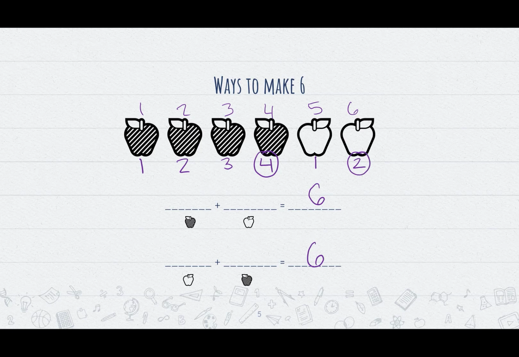And now I can fill in my addition sentences. So if I take my number of striped apples plus my number of plain apples, I could put 4 striped apples plus 2 plain apples equals 6. Now if I go down here and I take my number of plain apples plus my number of striped apples, then I would say 2 plus 4 equals 6. So these are the 2 different ways that we can write addition sentences for this picture.